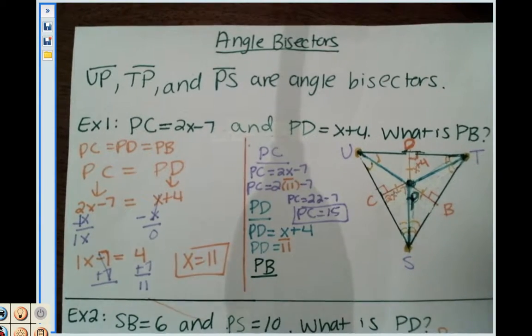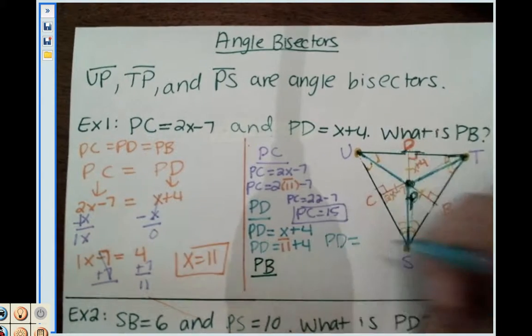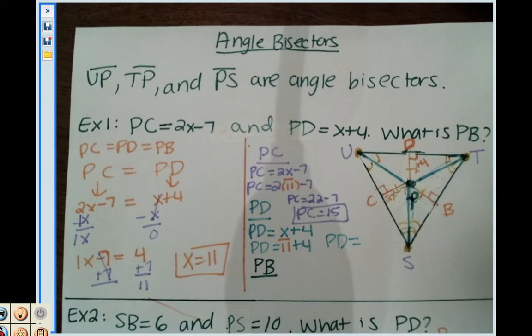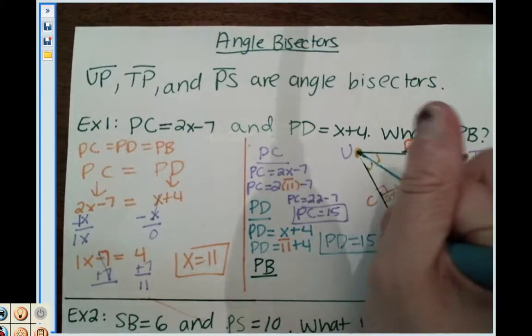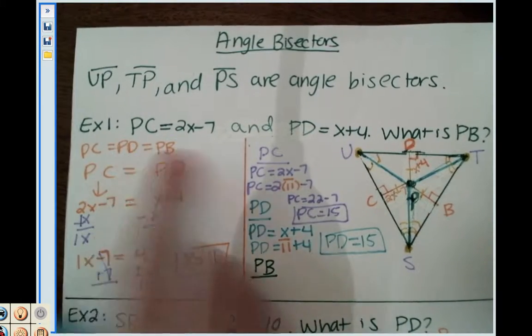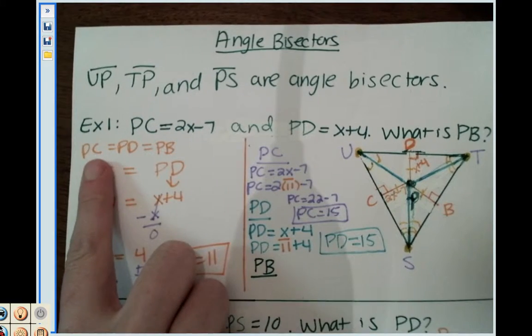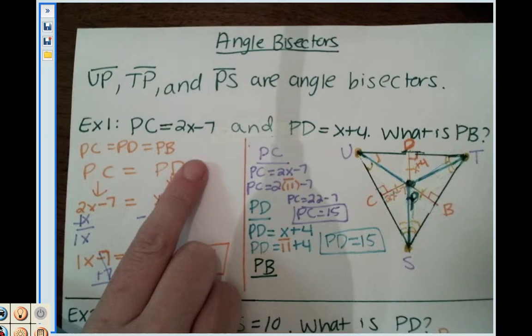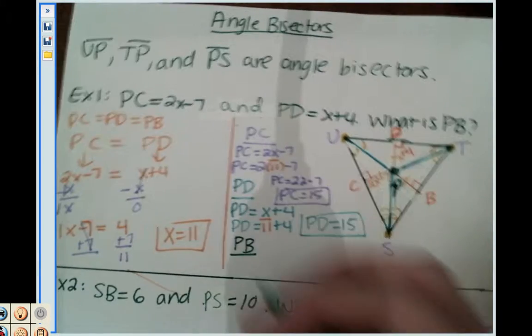plus 4. You guys have a good feeling about this. What is 11 plus 4? It is 15. Look at that. So PC equals PD, which is true. They're both 15. And since PC equals PD, which equals PB, that means PB is 15.